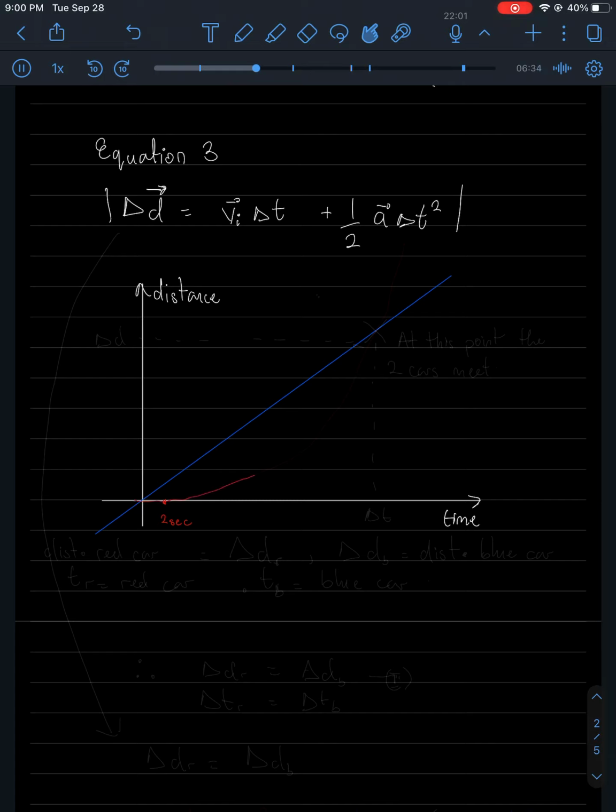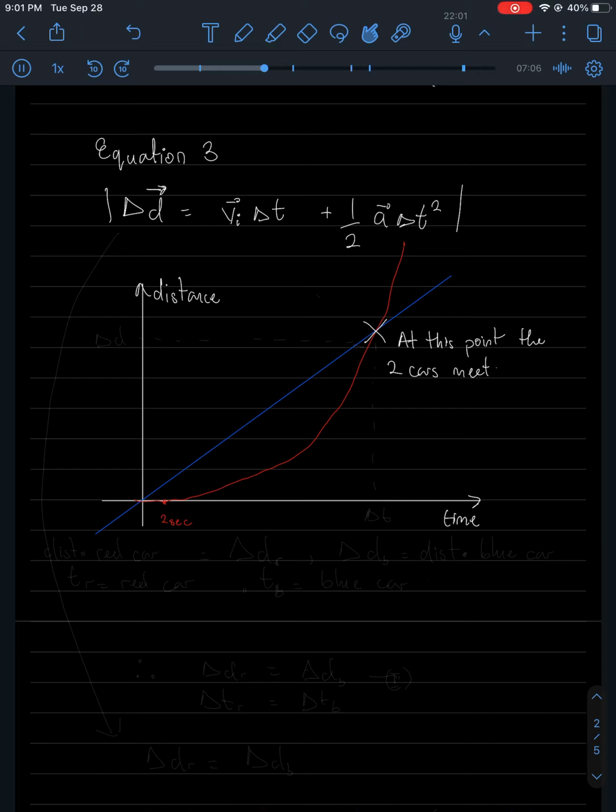And then it gradually accelerates, and it's going to accelerate until the point it becomes faster than the blue car and it starts to travel a greater distance. So the point where they meet is right here. At this point, the 2 cars meet.